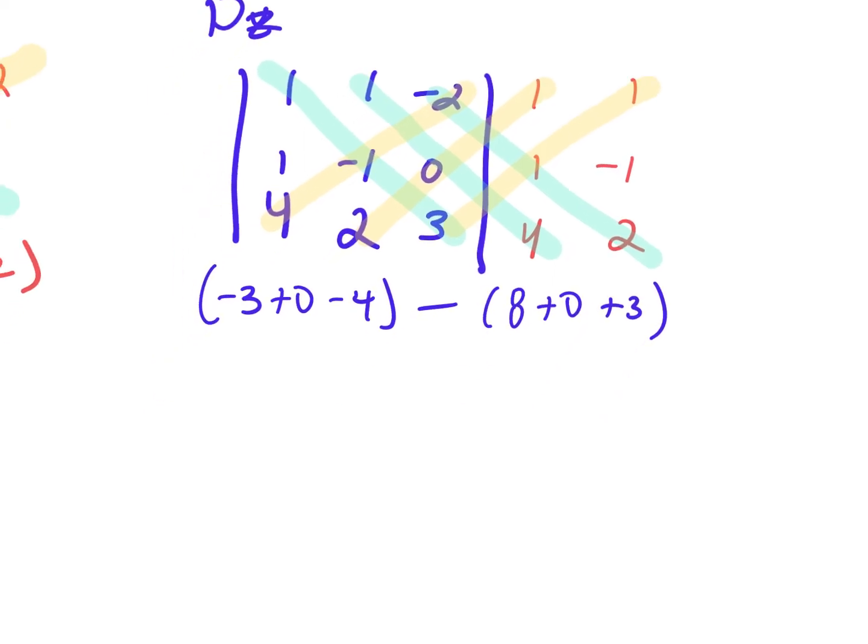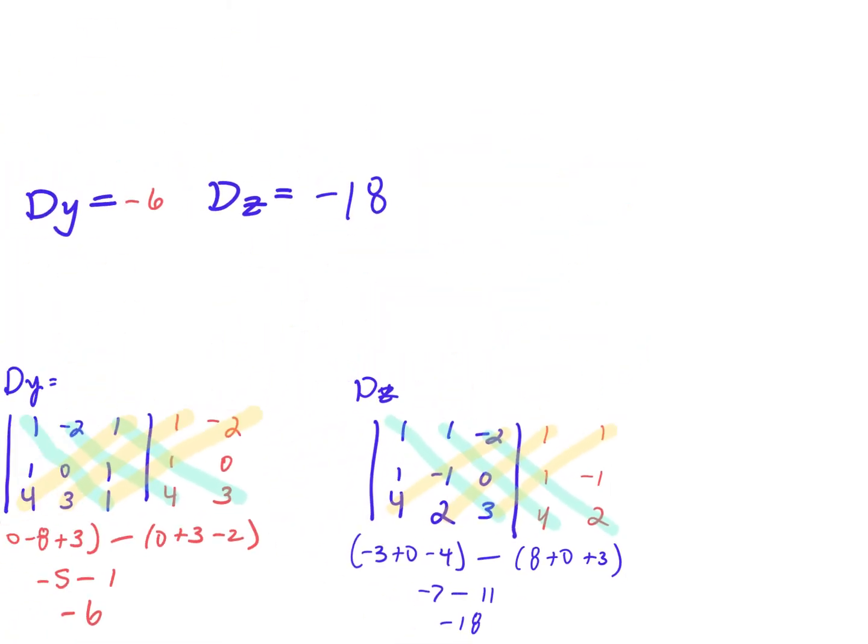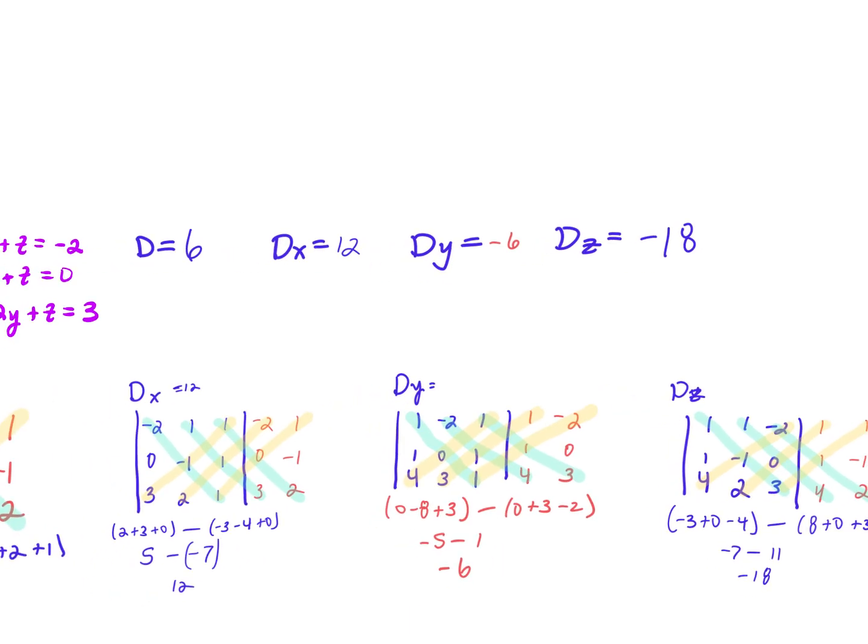So negative 3 minus 4 is negative 7. Minus 8 plus 3 is 11. What's negative 7 minus 11? Negative 18. Good. So d sub z is negative 18. So now that we've done all of this legwork, I need an ordered triple. I have 3 variables. I need an ordered triple, an x and a y and a z. So I take each of my d subs, d sub x, d sub y, d sub z, and I divide it by the determinant. So I divide this by 6, this by 6, and this by 6.